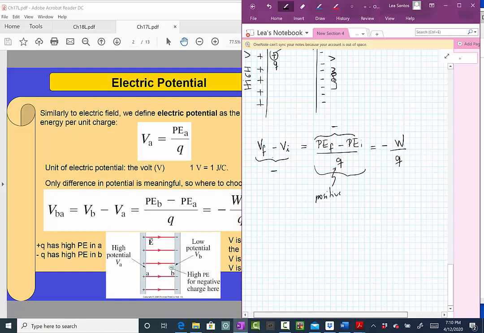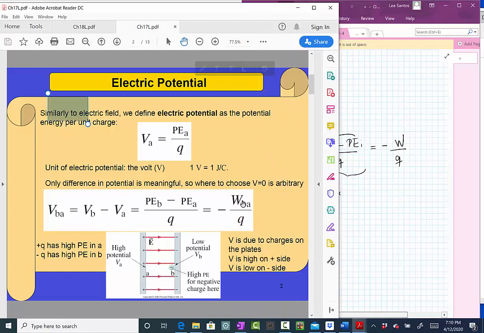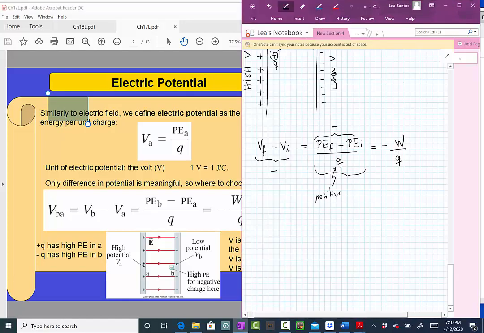And since here we are talking about change in potential, we divided by Q. So this is what you're seeing here. This work is positive. The work done by the electric force is along the direction of the displacement, so it's positive. The charge is also positive, so we are going to get a negative number.